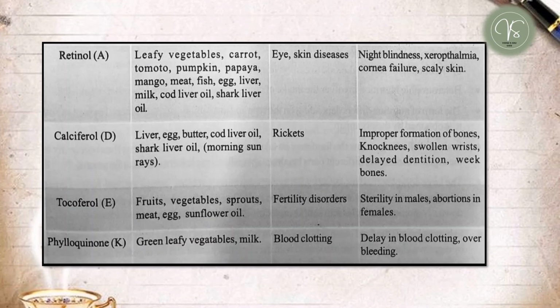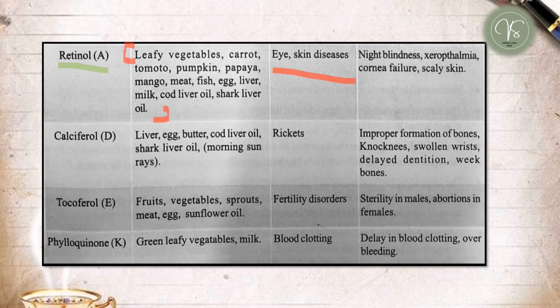Let us learn about now fat soluble vitamins. Vitamin A, D, E, and K come under fat soluble vitamins. The chemical name for vitamin A is retinol. It is required for normal vision. It is found in leafy vegetables, carrot, tomato, pumpkin, papaya, mango, meat, fish, egg, liver, milk, cod liver oil, and shark liver oil. And the deficiency of this vitamin causes eye and skin diseases.